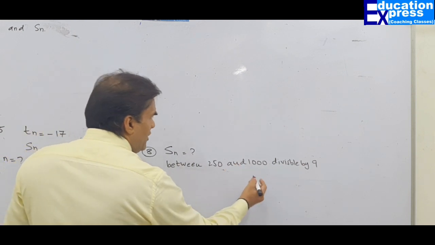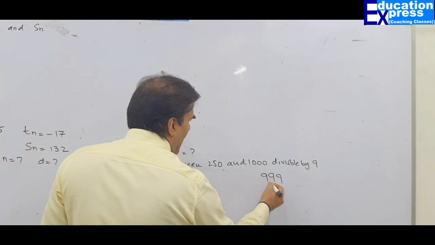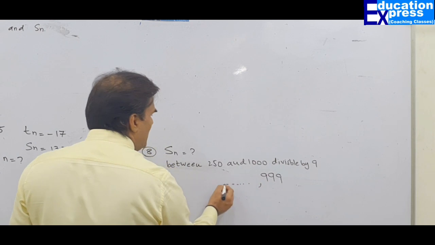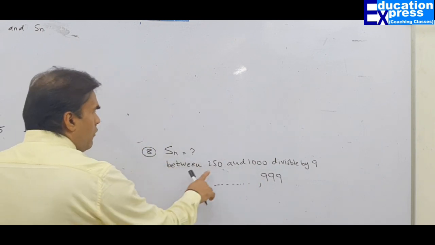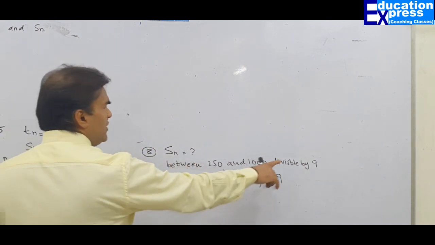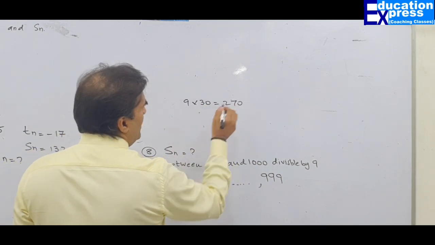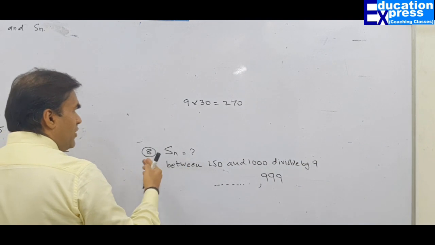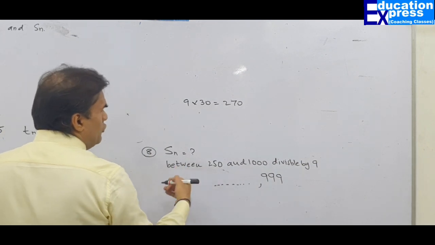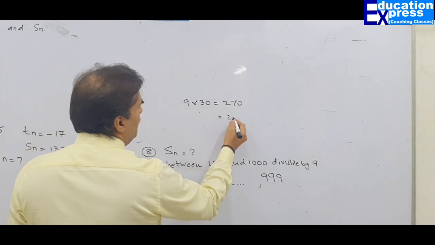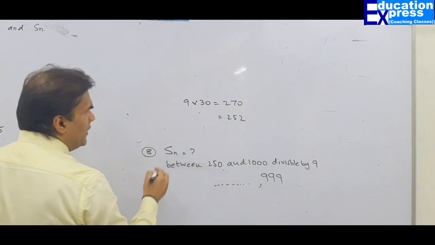Alright, so we know that the last number would be 999 because that would be divisible by 9. What about the first number? We know that 9 into 30 will give you 270, but I don't want 270, I want little ahead. So basically I'll move on. 252 could be my number.